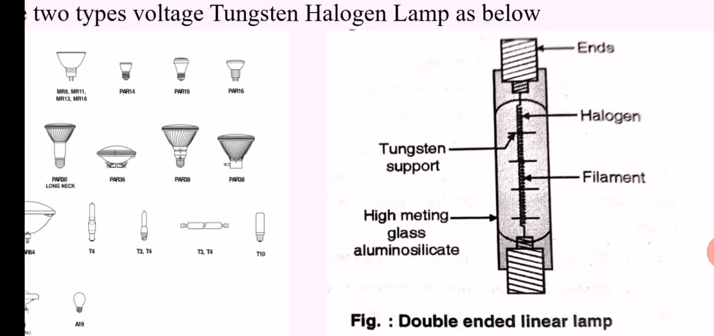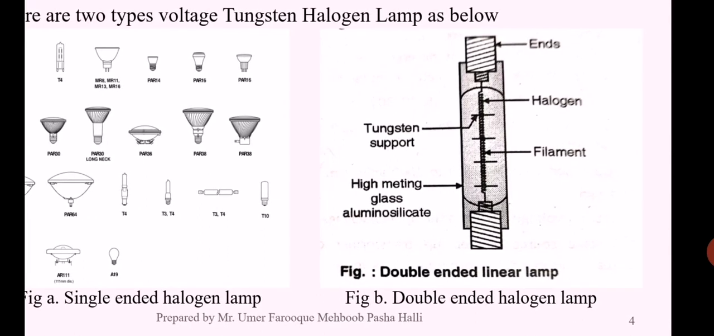In the double ended lamp there are two ends. Double ended halogen lamps are tubular lamps with a contact at each end. These contacts are attached to short pins with their two seal points.